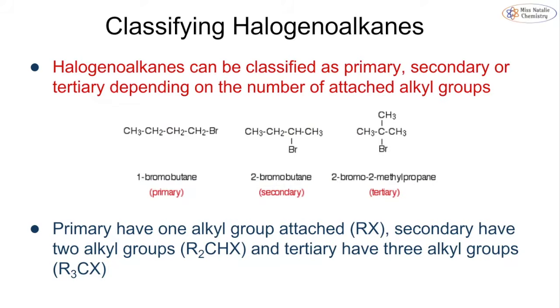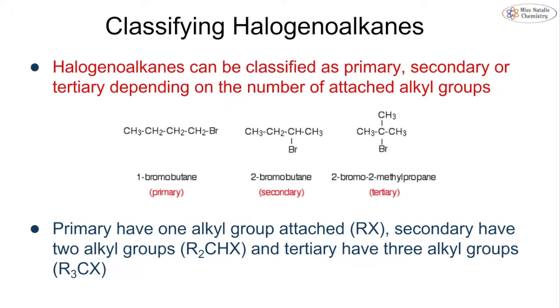So the second thing that we have to be able to do with the halogenoalkane is we have to be able to classify them. Now, you have seen the terms primary, secondary and tertiary classifications before when you were discussing carbocations back in topic 5. We will also discuss primary, secondary and tertiary classifications when we do alcohols, and that will be in another video.